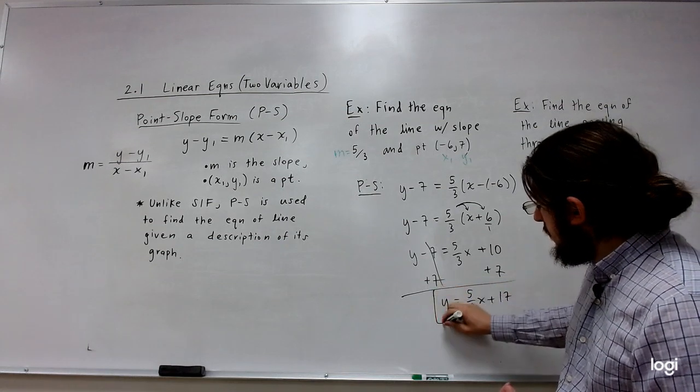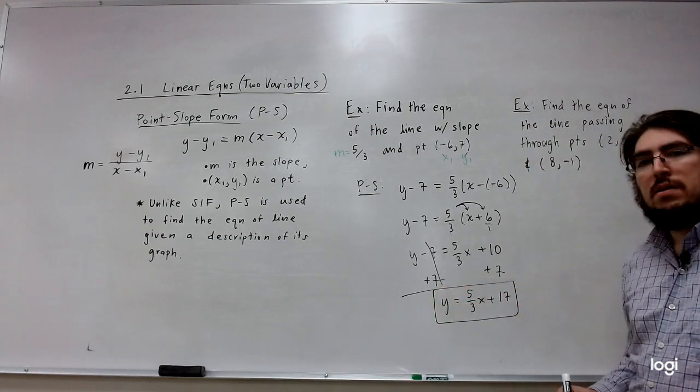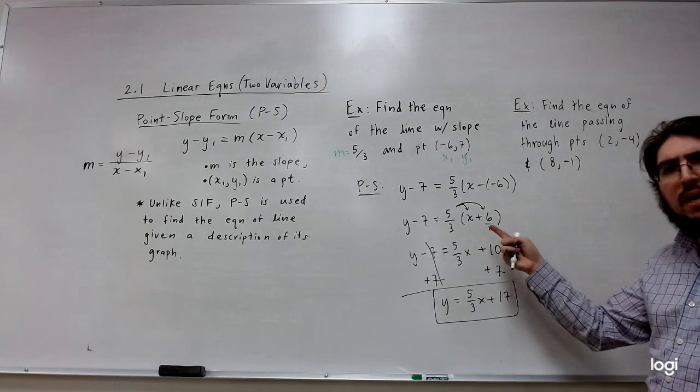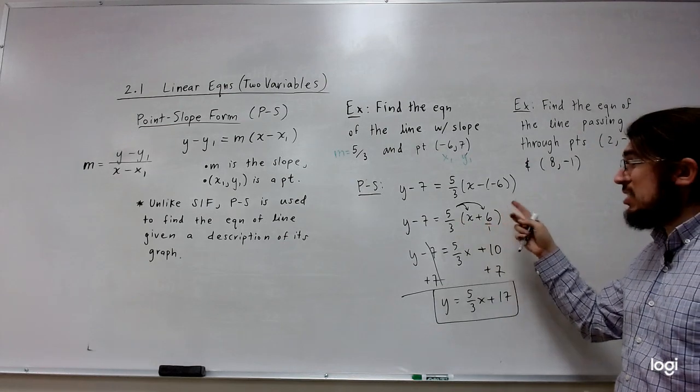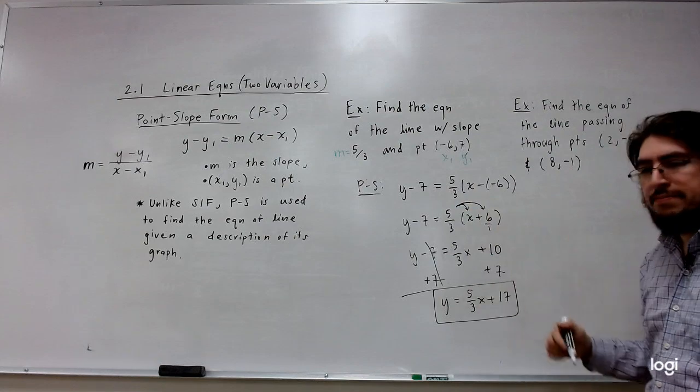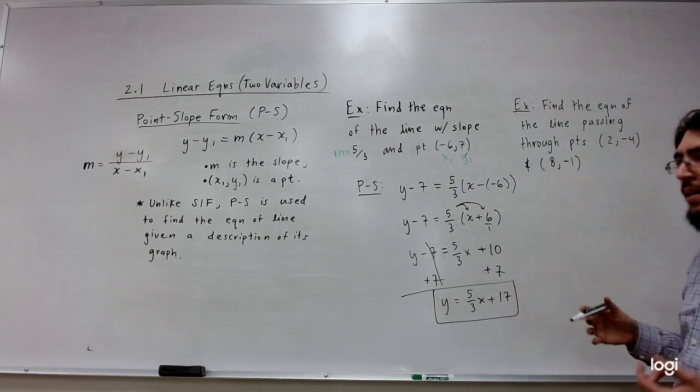Awesome. The other way of doing this multiplication, by the way, is to say that 3 goes into 6 twice, and 2 times 5 is 10. But either way is fine.